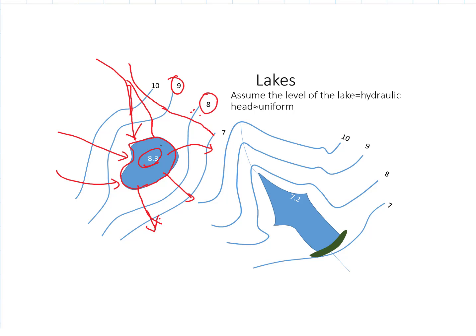And a lot of lakes are formed by dams. Here's a dam that's impounding this valley. Here's the valley. And this is the lake here, shown in blue. And again, we assume that the lake is all at the same level, and it's at that level. And so we've got a flow pattern that goes into the lake. Groundwater is discharging into the lake on the upstream side.